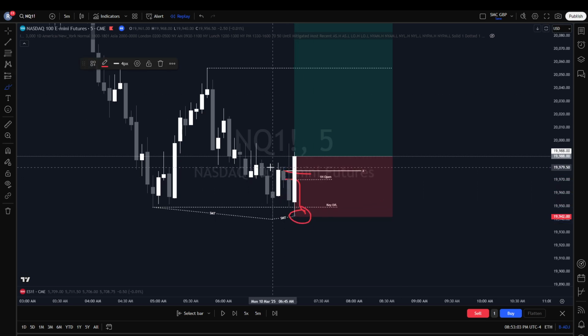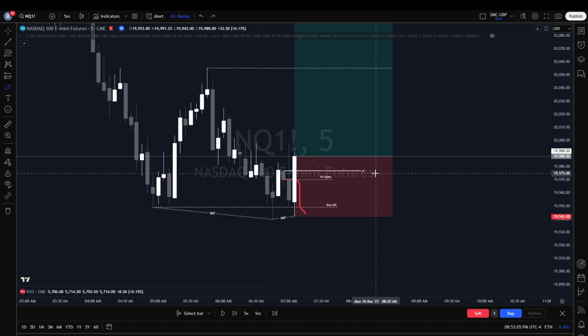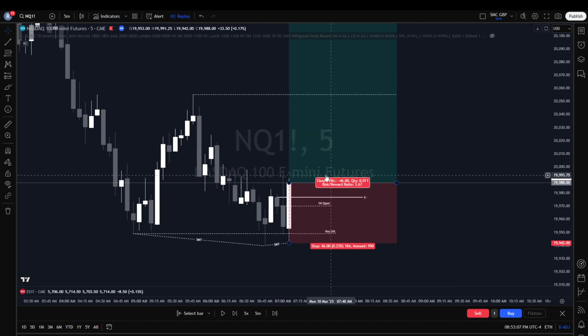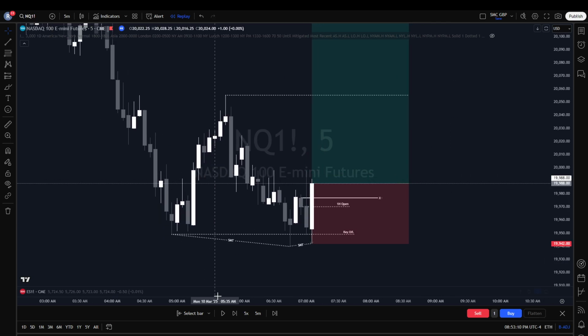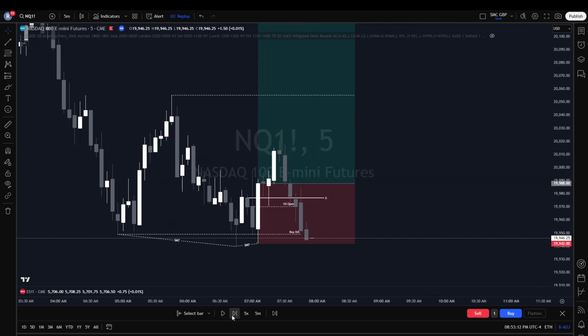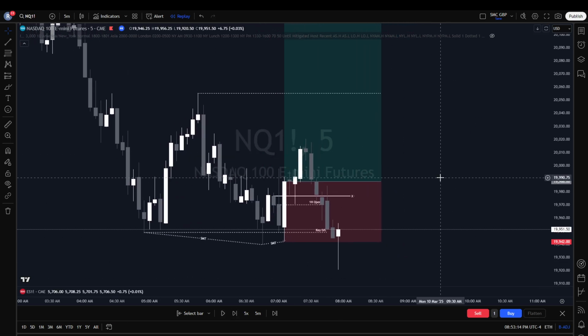Then we get our 5-minute change in state beneath this manipulation leg. And just like that, you have your entry position. Okay. I got stopped out. Just how she goes, alright?